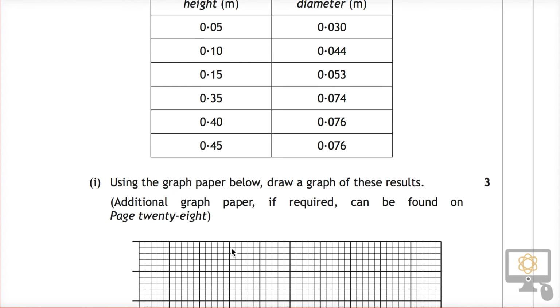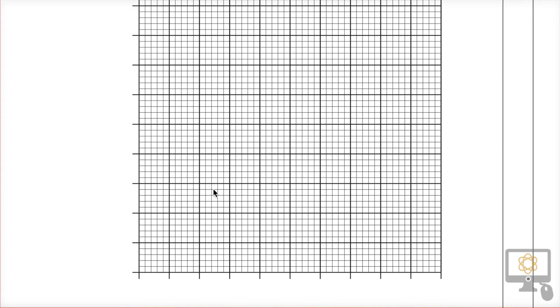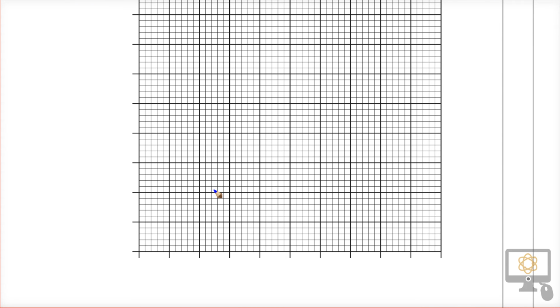So we can see that the height values are increasing from 0.05 to 0.45. So that's the thing that we've control over, so that's what's going to go along the bottom. So let's add that in first. Along the bottom, we'll get our pen and we'll put in the values.